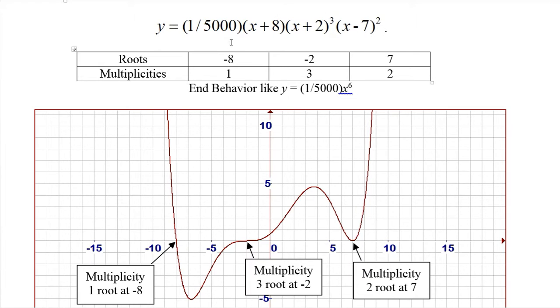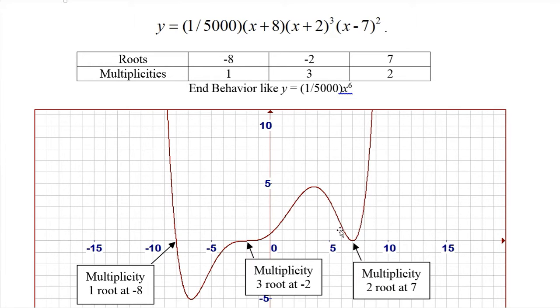Look at the shapes of the graphs there. When it goes through negative 8, 0, it goes through kind of like a straight line. Not exactly straight, but kind of straight through there. This multiplicity 3 root at negative 2 right here, it comes up, flattens out, and then turns back around. It looks a little bit like y equals x cubed does at the origin.